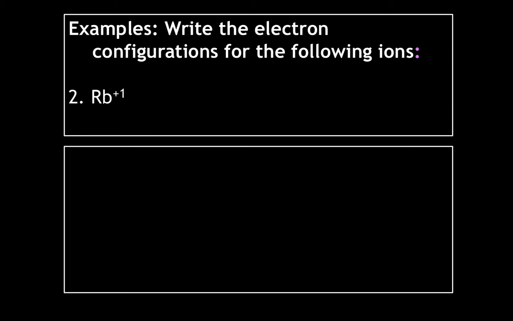So again, I write its long form electron configuration. We start from hydrogen, and we just go like a book until we hit rubidium. So it's 1s2, 2s2, 2p6, 3s2, 3p6, 4s2, and then remember after 4s2, we have to jump back up to the 3rd energy level to 3d10. And then after 3d10, we're back up to 4p6.